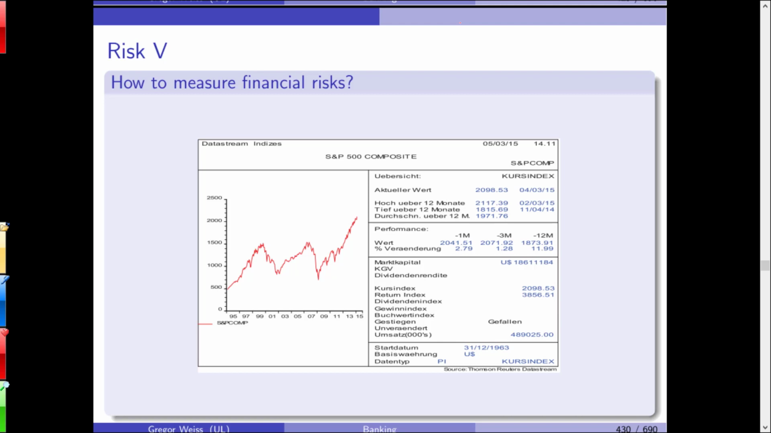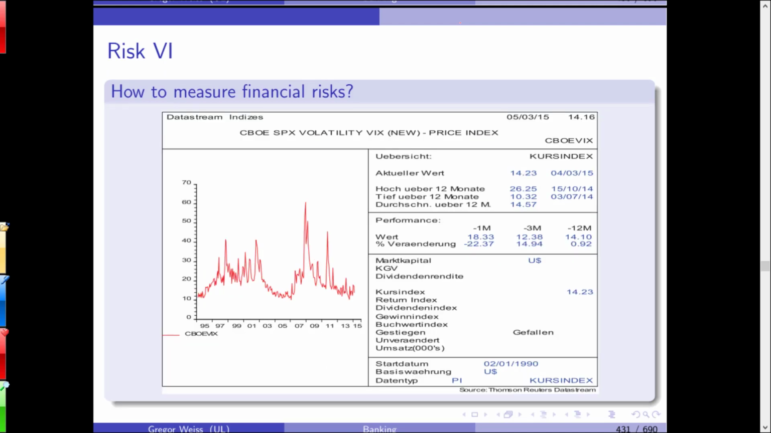Okay. Now let's turn to the question, how should we measure financial risk? This is an extract from DataStream. It's the S&P 500 Composite Index between 1995 and 2015. And you can see that you will have ups and downs, and this is a price index. So this is the price of the index. Could also be the price of a stock, but should we use a price? Could be an indication. We could use returns. We could use the volatility.